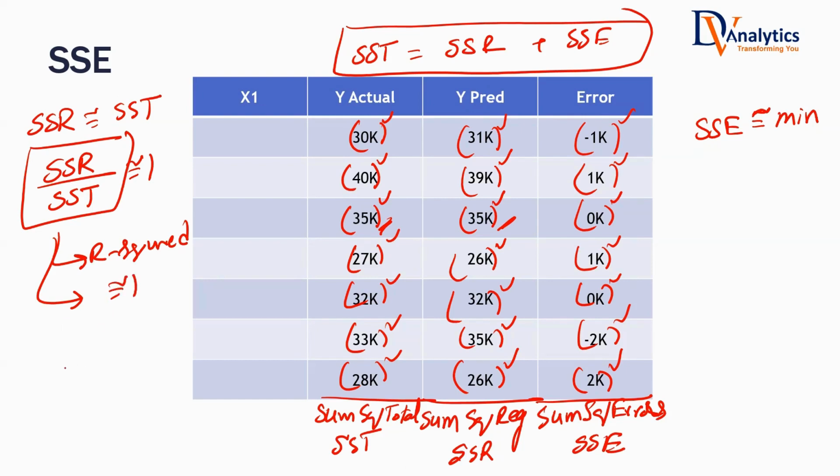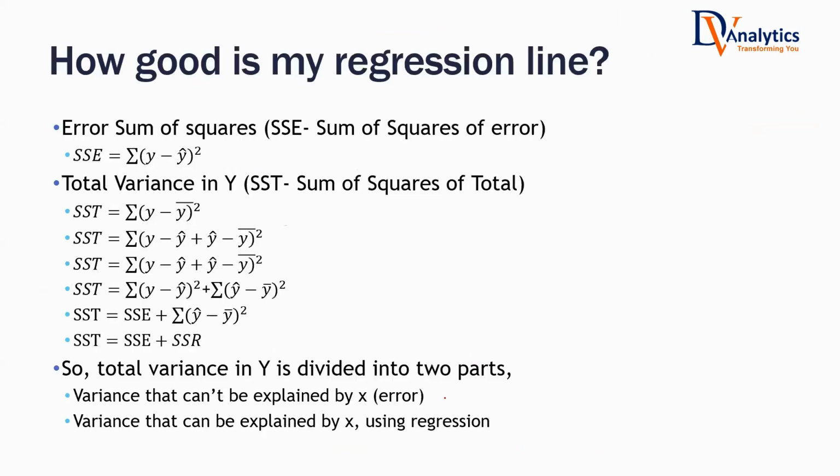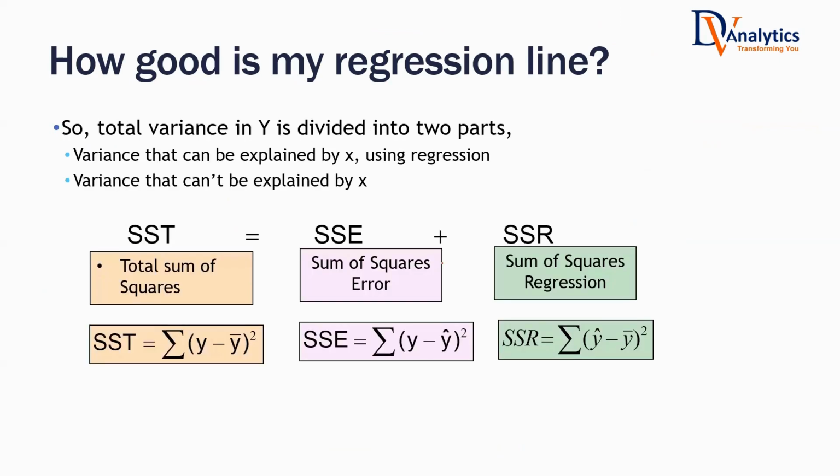Let's go through it once again. We know that sum of squares of error should be near to 0 for a good model. And this is the theory which proves that sum of squares of total is equal to sum of squares of error plus sum of squares of regression. This must be near to 0. That means this must be near to sum of squares of total. Sum of squares of regression divided by sum of squares of total should be near to 1.